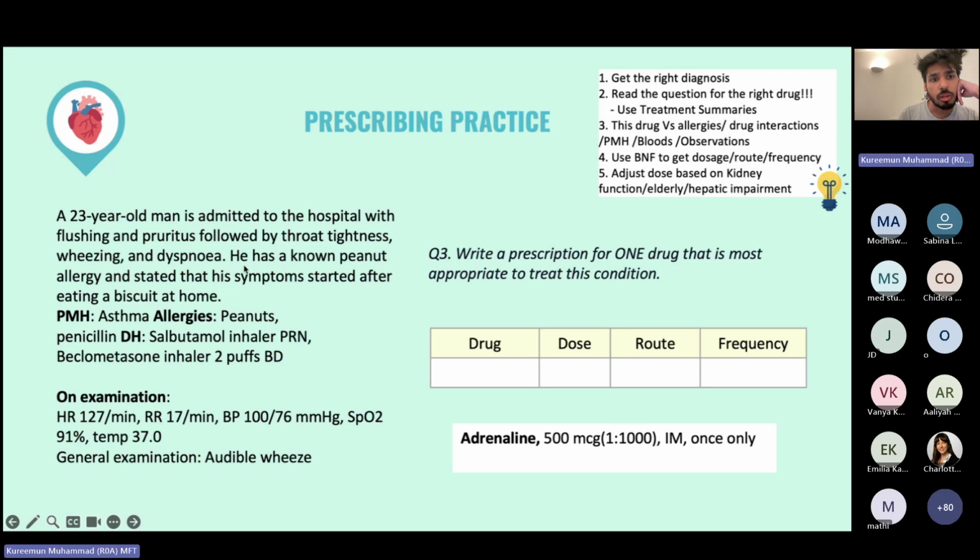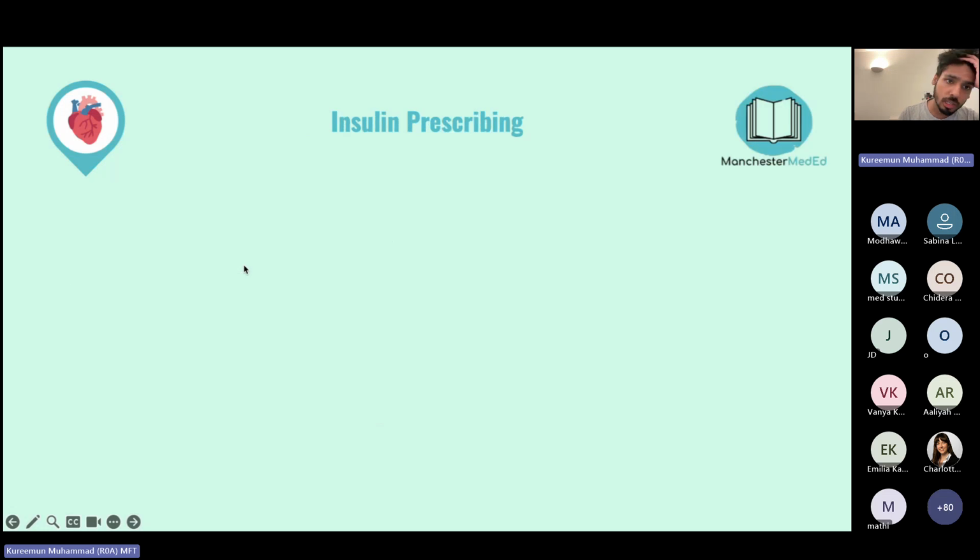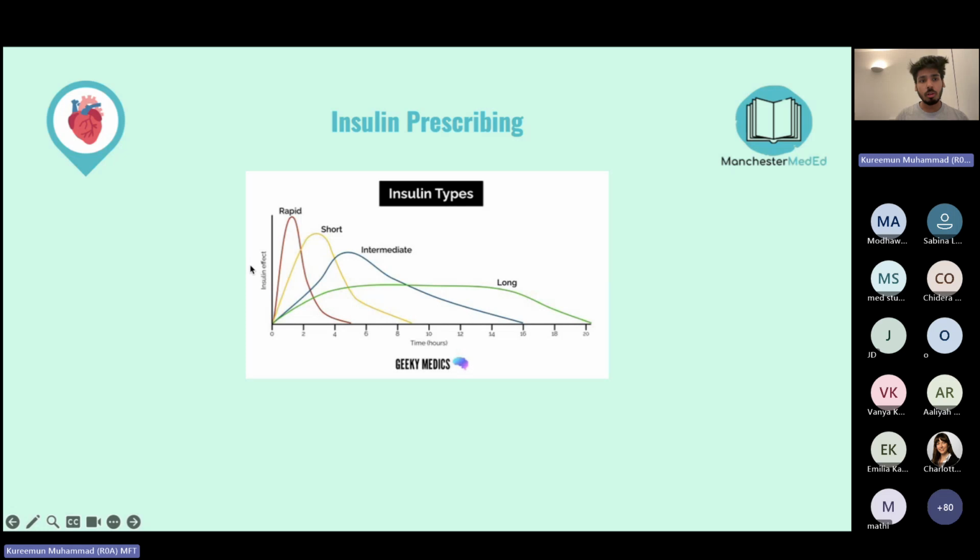Fine. So let me just see. I wanted to put a slide about insulin prescribing because it comes up a lot in the PSA. In terms of insulin types, you've got your rapid, short, intermediate, long-acting, and your biphasic insulin. I tried to summarize all of them in that slide that we will be going through, because you will be prescribing those medications basically.